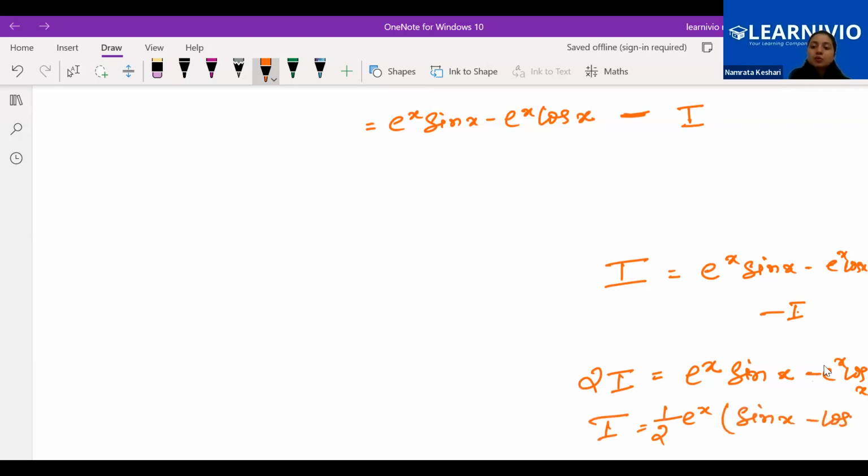Tell me yes or no. Are you getting it? Yes, ma'am. Got it. So this is the integration we started with. I was this e to the power x sin x. You have to do this integration every time separately, not in the rough part. Separately means just below your solution. You start doing this one and show that you ended up getting I as this one.